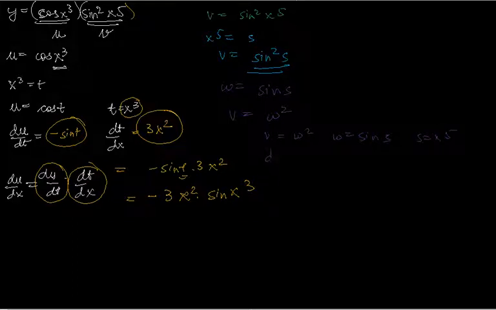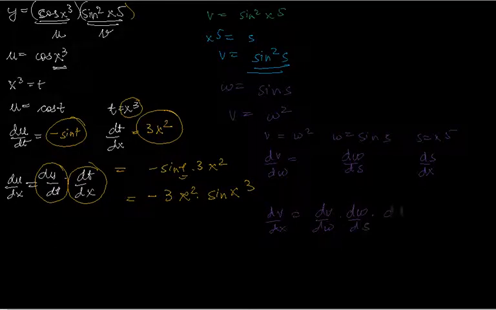So from here you can find out dv by dw. From here you can find out dw by ds. From here you can find out ds by dx. So your dv by dx would be equal to dv by dw into dw by ds into ds by dx. Clear? So this is there. Now, what is your dv by dw equal to? 2w. What is dw by ds equal to? Minus cos of s. What is ds by dx equal to? 5x to the power 4.